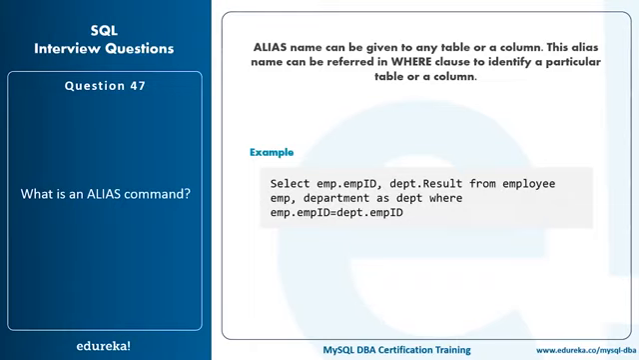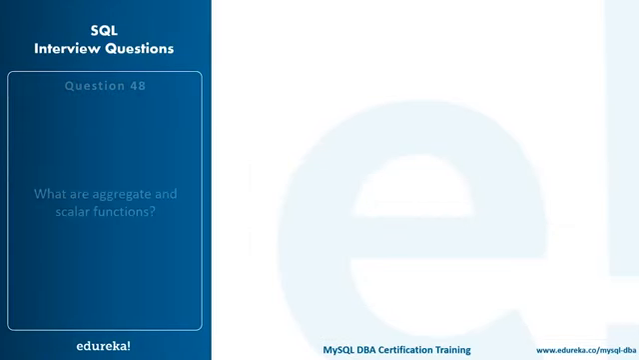So for example, on the screen you see a query: select m.employee.id, department.result from employee as m, department as dep where m.employee.id is equal to department.employee.id. What I've done here is give an alias name to the employee table as m, and for the department table, I've given an alias name as dept. So that's how you can use the alias command, guys. Let's move forward to the next question now.